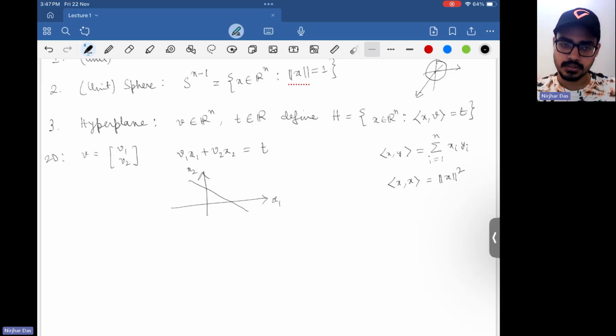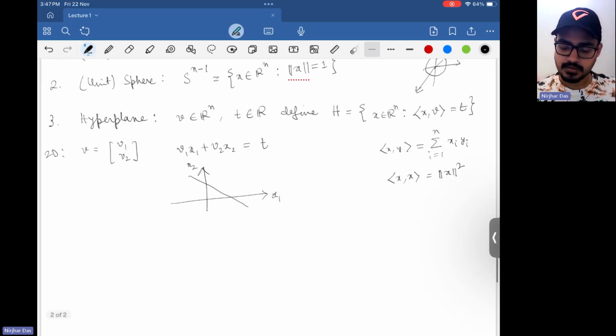So in high dimensions we call this a hyperplane. In 2D it's a straight line, and in 3 dimensions it's a plane. Note also that a hyperplane has one degree of freedom less than the dimension of the ambient space, because in 2D, for example, once you fix x1, then x2 is automatically fixed. So this is an n minus 1 dimensional object lying in R^n.